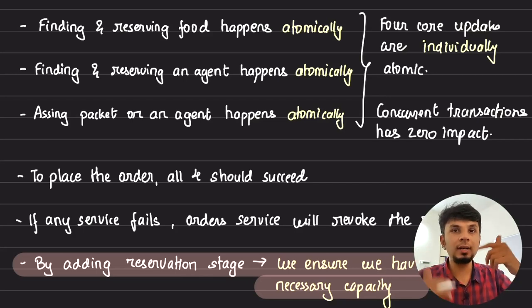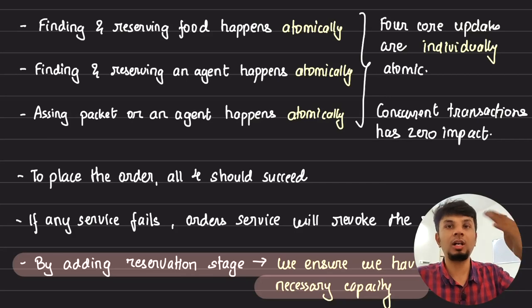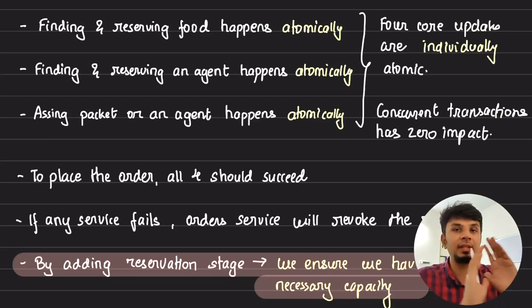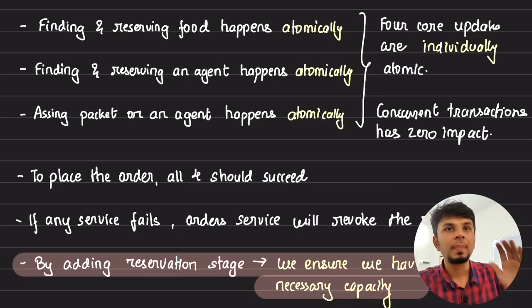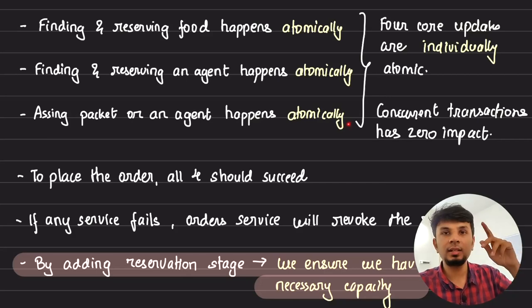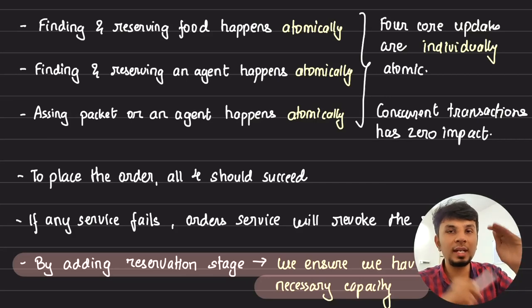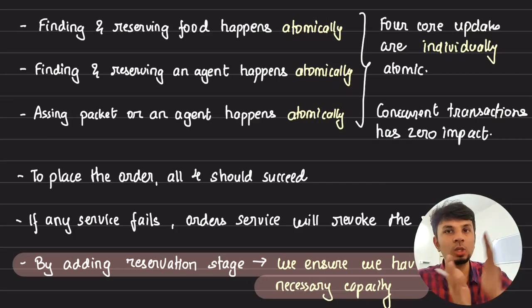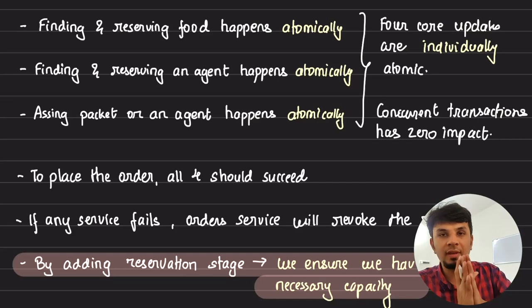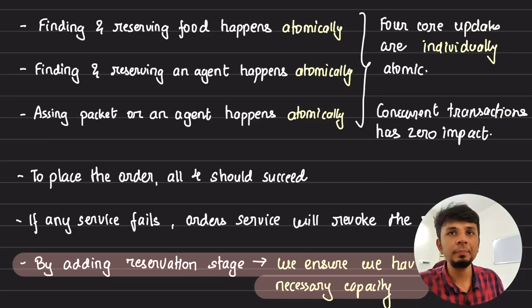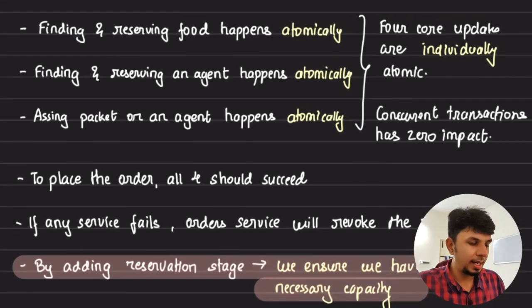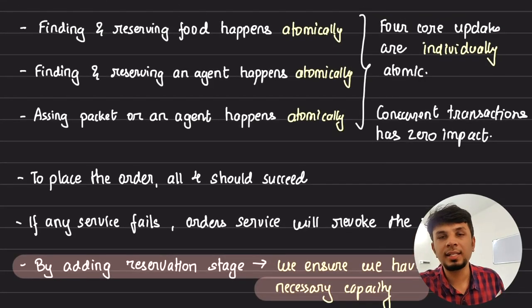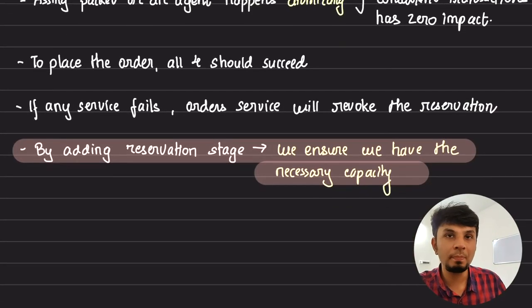Once it is reserved, it's reserved. When we are locating a food packet, we will always locate the first unreserved packet. So we have reserved the capacity for that, right? And when we talk about assigning, because it is reserved, the only job we have to do is just assign it to an order. So we are lessening our scope of failure and impact. Basically, we are reducing our blast radius. By ensuring atomicity, our concurrent transactions have no impact on it.